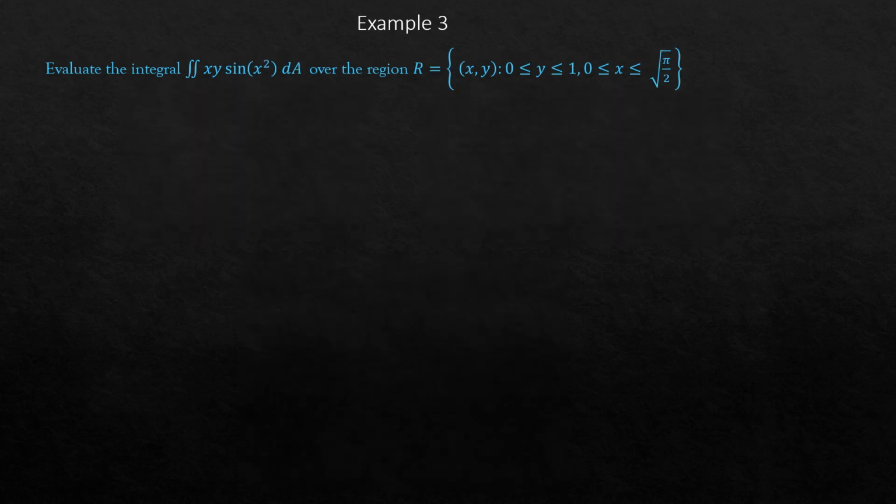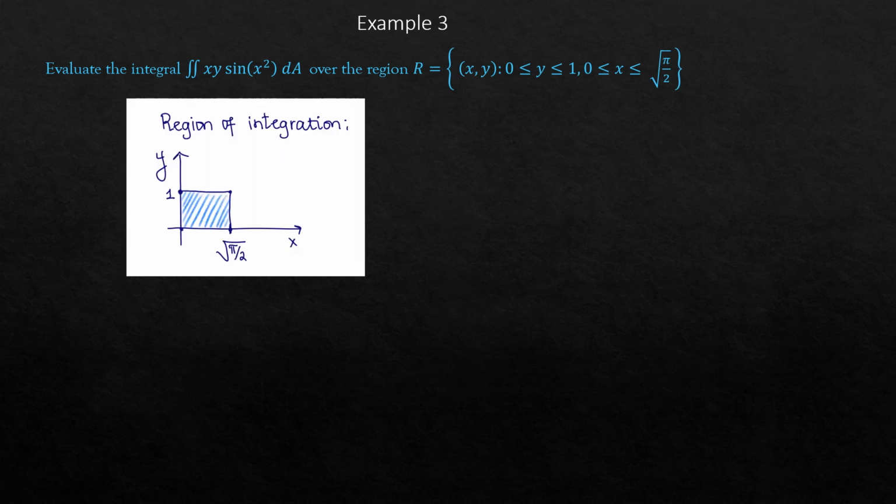Let's take a look at another example. So here we have a double integral of the function x y sine of x squared over the region R, where y is between 0 and 1, and x is between 0 and square root of pi. Here is my picture representing the region of integration. And in this case, we just have dA, so they do not suggest either order of integration. That is for us to decide which way we're going to integrate.